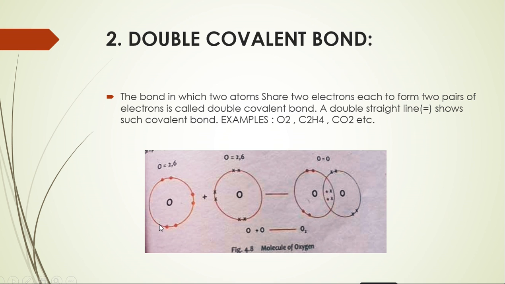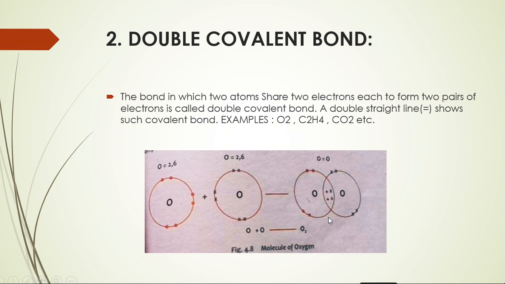Now this is an oxygen atom and another oxygen atom with atomic number 8. So 6 electrons in the outer shell. Both of them need 2 electrons. If they share 1 electron from each side, then the outer electrons will become 7, and that is not the case. They need to complete the 8 electrons. So both of them will share 2 electrons from their side, and as a result 2 pairs and 4 electrons will form. So 2 lines will come here. A double covalent bond will form between 2 oxygen atoms to form an oxygen molecule.